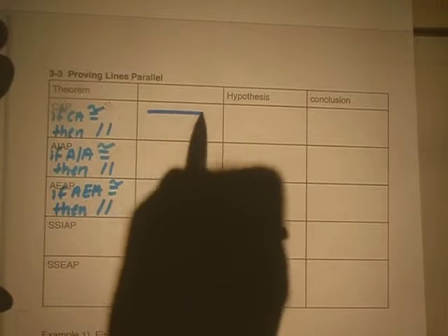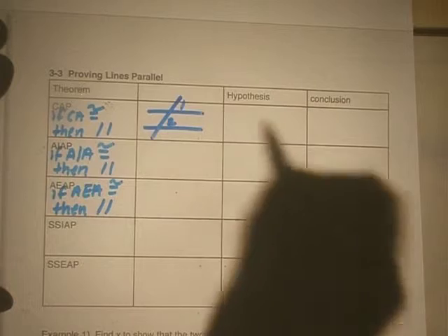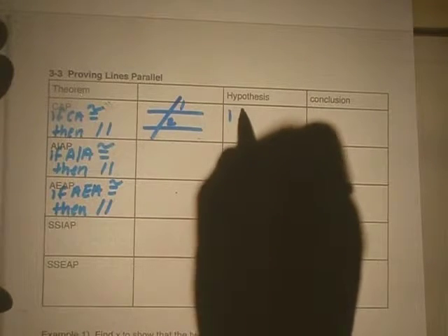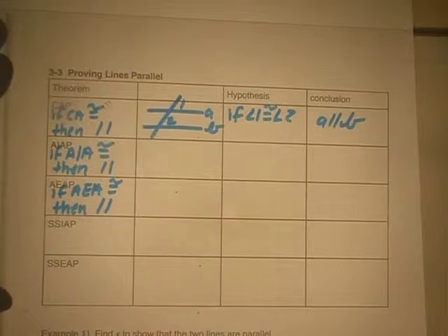So here we're going to have, let's call these angle 1 and angle 2. So we start out if angle 1 is congruent to angle 2, then we can say line A is parallel to line B. If your angles are congruent, then your lines are parallel.